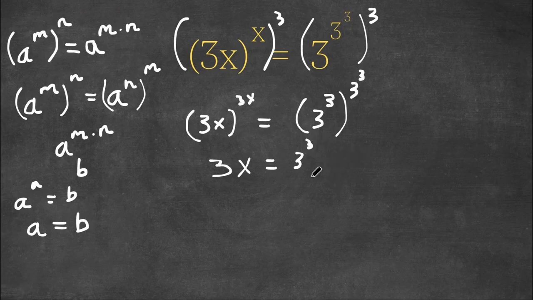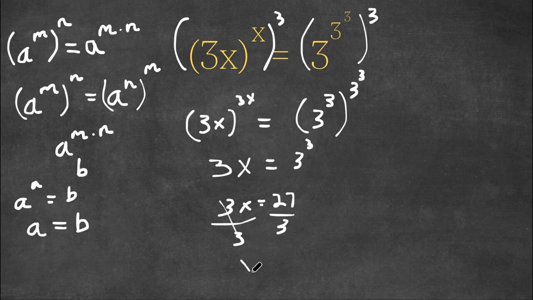Now, we can do this in two ways. Our first way is doing 3 to the power of 3. Well, 3 to the power of 3 is 27, so we get 3x is equal to 27. And if we divide both sides by 3, this cancels out, and we get x is equal to 27 divided by 3, which is 9.